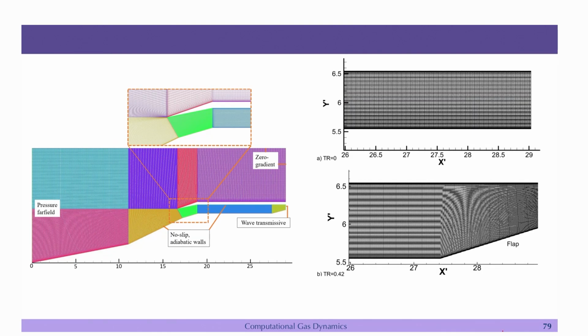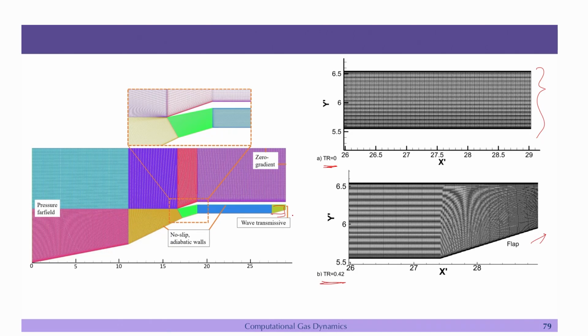And we have done it with no throttle, which means there is a straight line here, with no unstart, and with a high throttle here. The throttle ratio is 0.42 in one case and 0 in the other. Because of this flap, you can change the angle of the flap, and accordingly you will have the push on the upstream side.